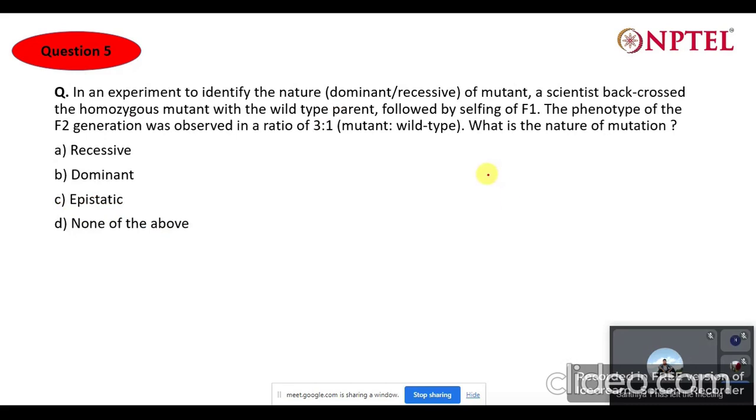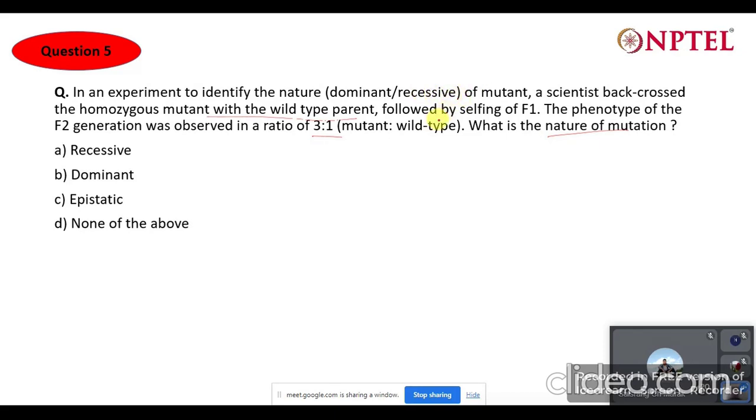Now comes question 5. The question says, in an experiment to identify the nature, that is dominant or recessive, of a mutant, a scientist backcrossed the homozygous mutant with the wild type parent, that is also homozygous, followed by selfing of the F1. The phenotype of the F2 generation was observed in the ratio 3:1, that is mutant to wild type. So we have to find what is the nature of the mutation.